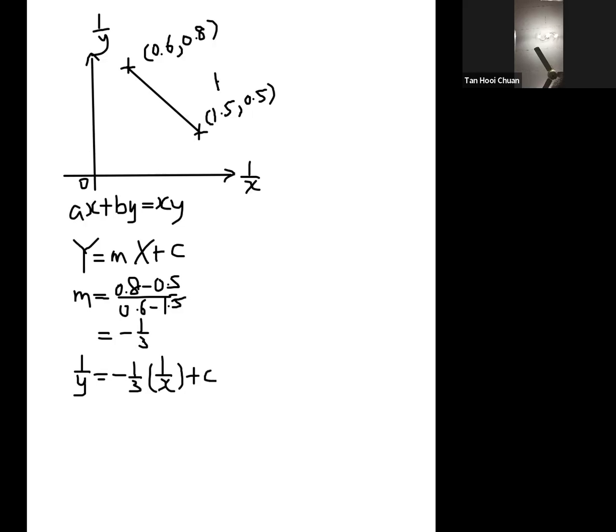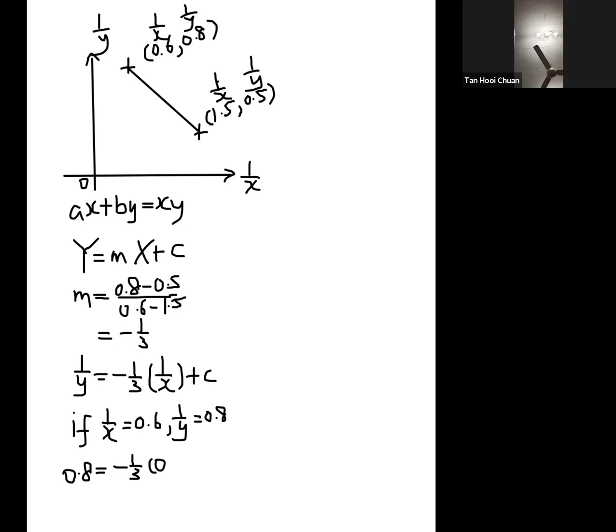You can take this point, 1 over x here, 1 over y, or this one is 1 over x, that one is 1 over y. You choose one of them. So let's say I choose 1 over x equal to 0.6, I take the smaller value. 1 over y is 0.8. And no more 1 over 0.8, don't misunderstand. The whole thing, 1 over y is 0.8. The whole thing, 1 over x is 0.6.